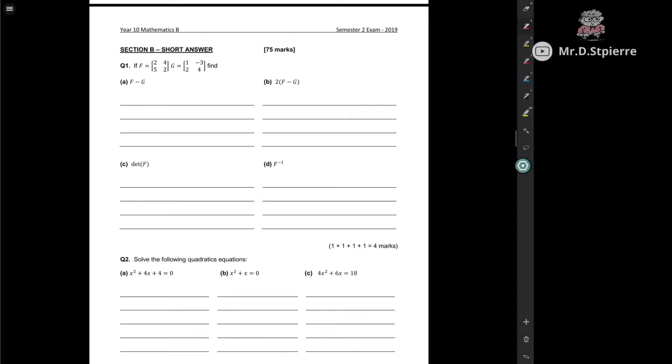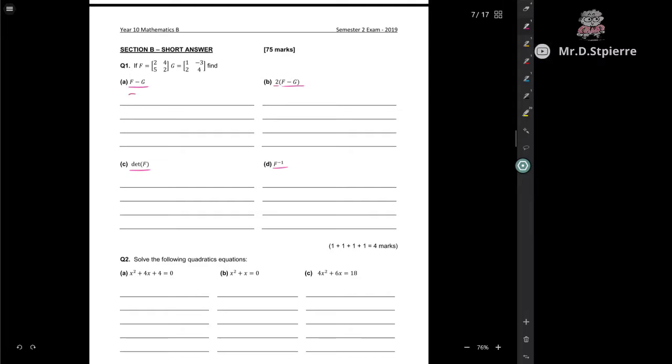Right, question 1 is clearly a matrix question. We are looking at some matrix operations, so f minus g, we have f minus g again, which we get to use, but then we have a scalar multiplication by 2. We're going to be finding the determinant, and therefore we'll be able to find the inverse. So some basic matrix skills.